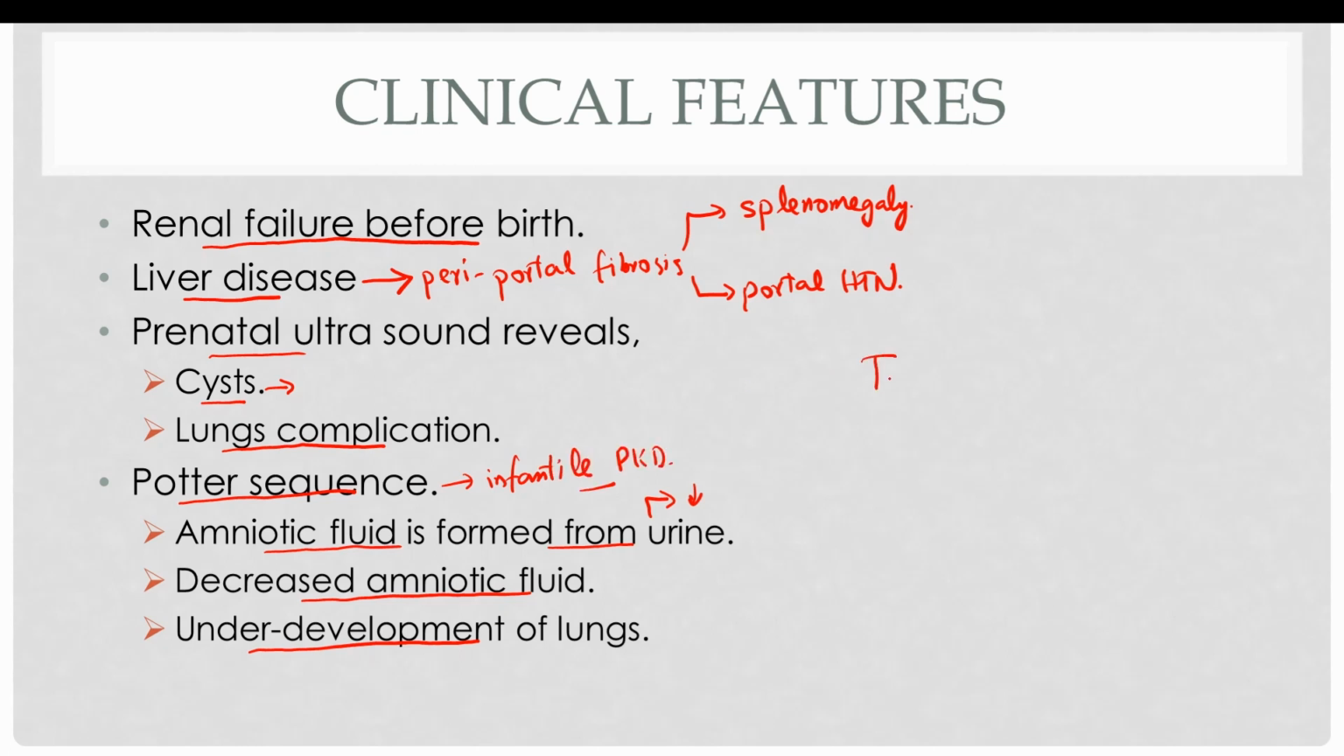The treatment is always symptomatic and requires dialysis at early age. Renal transplant is so far the best treatment option for polycystic kidney disease. So this concludes our section about polycystic kidney diseases.